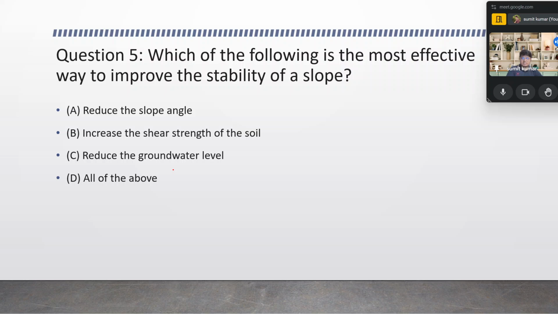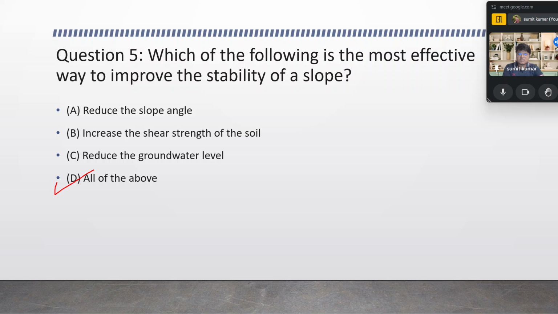Option B, increase the shear strength of the soil. Option C, reduce the groundwater level. And option D, all of the above. So the question says, which of the following is the most effective way to improve the slope stability? Most effective way: reduce the slope angle, increase the shear strength of the soil, reduce the groundwater level, all of the above. If the slope angle is less, the chances of failure are less.